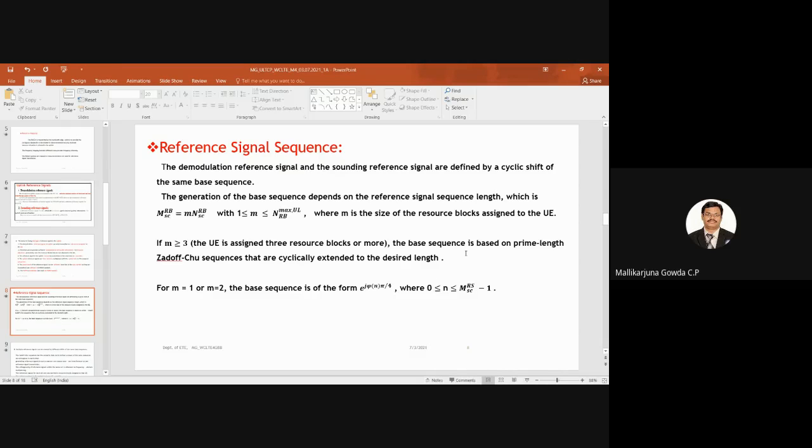So the base sequence is based on the prime length Zadoff-Chu sequence. I think I told about this even for P-sync and S-sync, that is primary synchronization signal and secondary synchronization signal, all are generated by using this Zadoff-Chu sequence, which is cyclically extended to the desired length. So for m equal to 1 or m equal to 2, the base sequence will be of this form. It is in the form of an exponential.